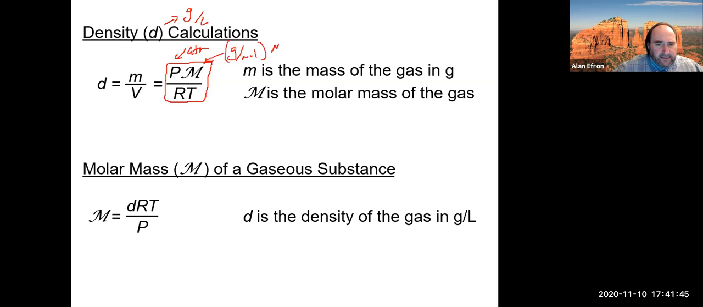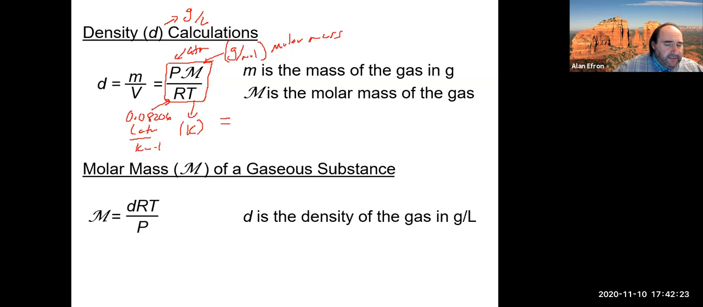R is our gas constant, so that's 0.08206, and T is our temperature in Kelvin. So if you want to calculate the density of a gas, you could figure out those things and plug them in. In reality, this is really based off of the ideal gas law, and you could use the ideal gas law to solve this. I'll show you that in just a second.